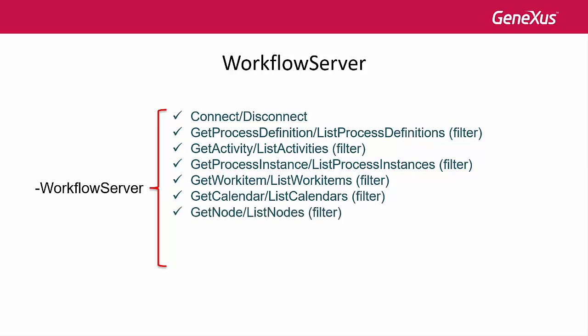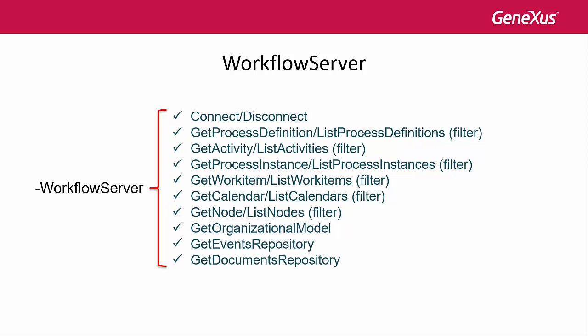Get access to all nodes in the processes, that is, obtain information about every activity, every condition, event node, and the link between them. Get access to the organizational model defined on the server. Get access to the events repository in order to access the log information of the server, and get access to the content repository in order to access the content of documents in the server.